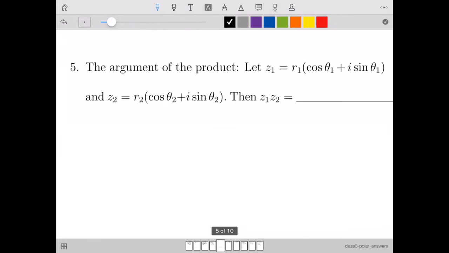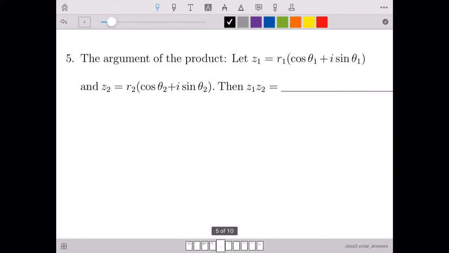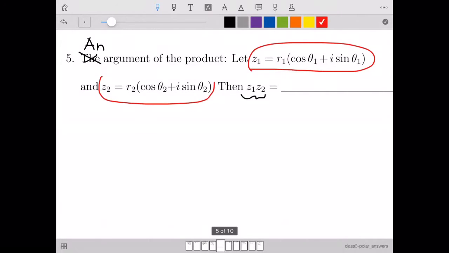Number 5, argument of the product. Okay, an argument of the product. Z1, Z2. So suppose that Z1 has this polar representation and Z2 has this polar representation.